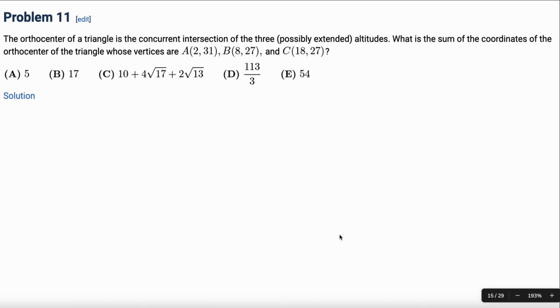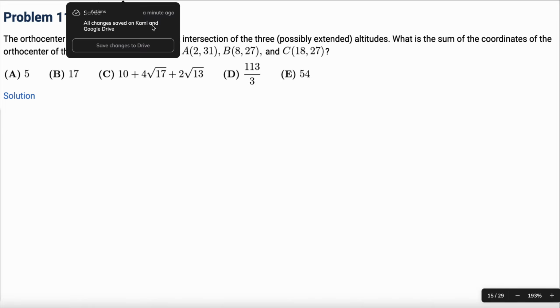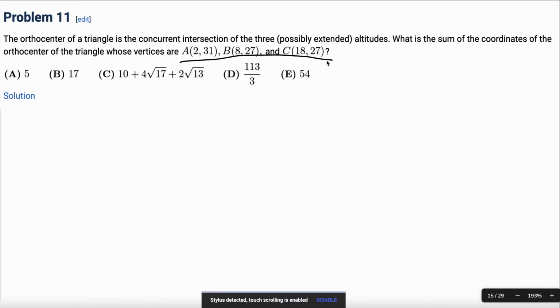Okay, this is problem 11 from 2025 AMC 12A. The orthocenter of a triangle is the concurrent intersection of the three possibly extended altitudes. What is the sum of the coordinates of the orthocenter of the triangle whose vertices are, and they give us these three vertices here. So we want to find the coordinates of the orthocenter.